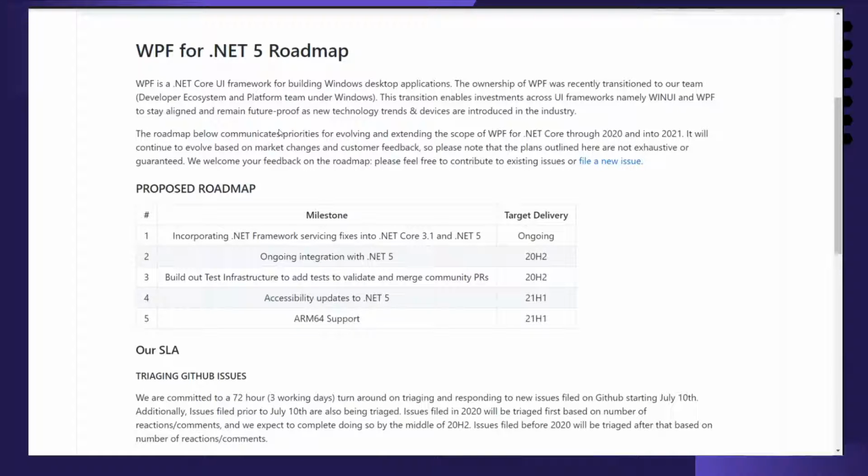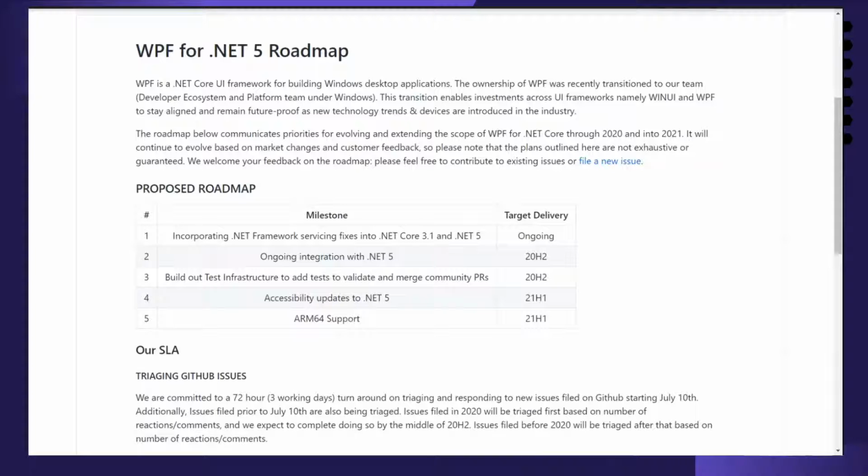The fourth one on this list is accessibility updates to .NET 5. Now, there are certain accessibility bugs as well as features that we need to add in order to meet the government stipulated accessibility guidelines in the various countries where your apps run. And this is something that is a priority for us, and we are going to take this up in 21H1.